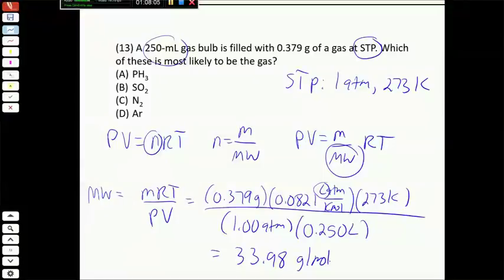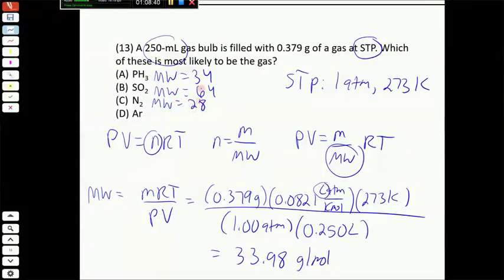And so what we have to do is figure out, okay, this is our unknown molar mass. Which of these gases has a molar mass that's closest to 33.98 grams per mole? So phosphorus trihydride, or phosphine as we call it, PH3, the molar mass for this is 1 phosphorus, which is 31, plus 3 hydrogens. That one is 34, so that's a pretty good match. Make sure it's the closest one. SO2 is sulfur, which is 32, 2 oxygens, which is another 32, so that's 64. N2 is 2 times 14, which is 28.